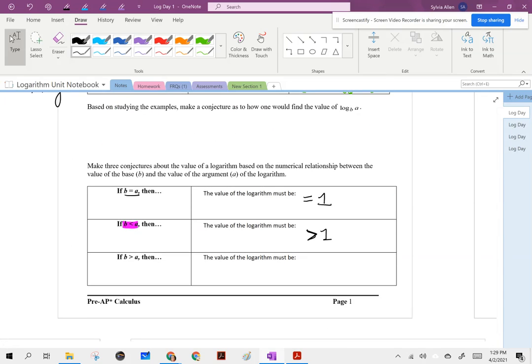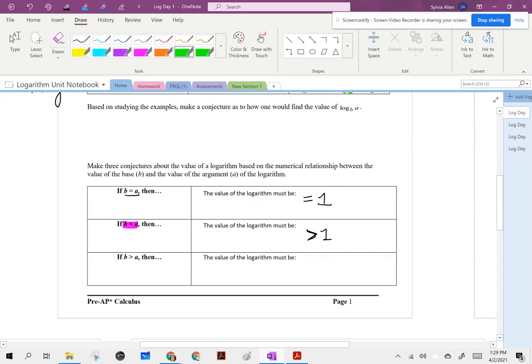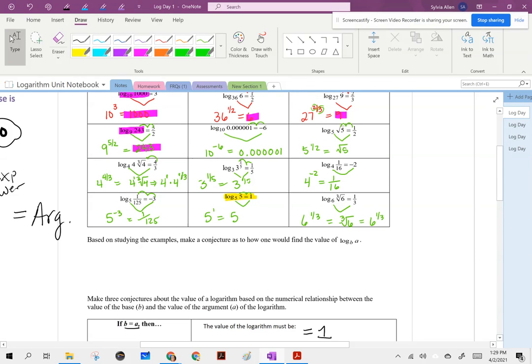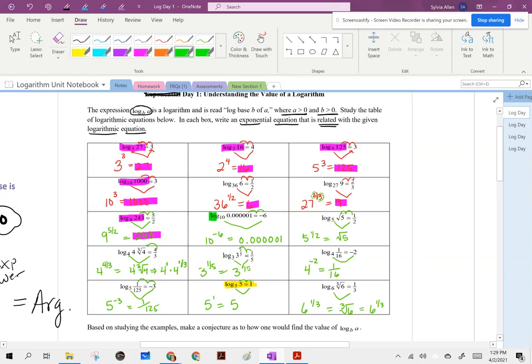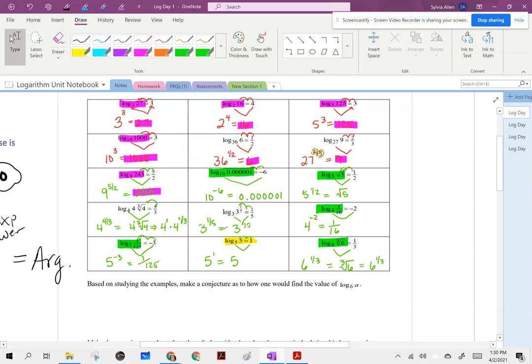All right, now let me go and highlight a different color here. If the base is bigger than the argument, all right, so the base is bigger than the argument. So we're here, the base is bigger. Okay, so we've got the base is bigger. I missed on that one. Base is bigger. Okay. All right. So what do you notice on those that are green?